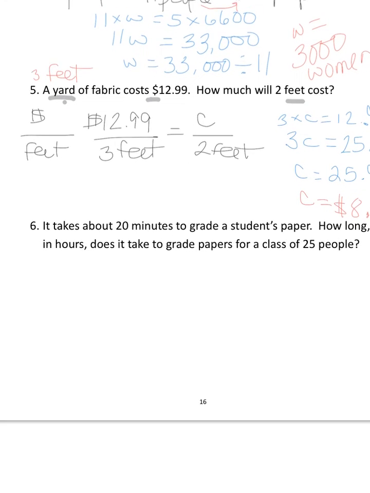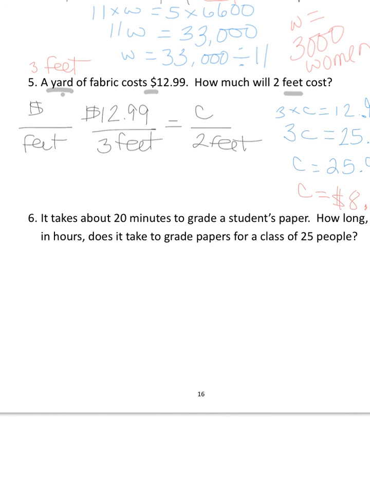And now on to the last one. It takes about 20 minutes to grade a student's paper. How long in hours does it take to grade papers for a class of 25 people? This is a real-world problem for all of your teachers. So, let's find our units. It takes about 20 minutes to grade a student's paper. How long in hours does it take to grade papers for a class of 25 people?